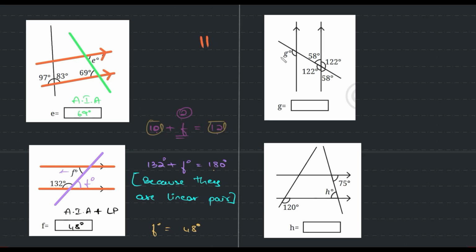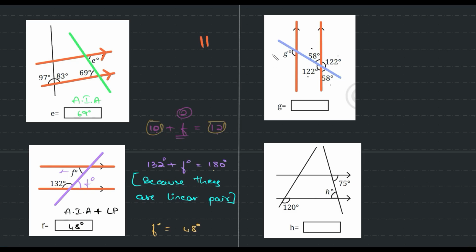So before I go to finding G, why is 122 equal to 122 and why is 58 equal to 58? Yes, because they are vertically opposite angles. Okay, yes. Now, let's look at linear pair. Sorry, let's look at parallel line, my bad. Let's look at the transversal line.